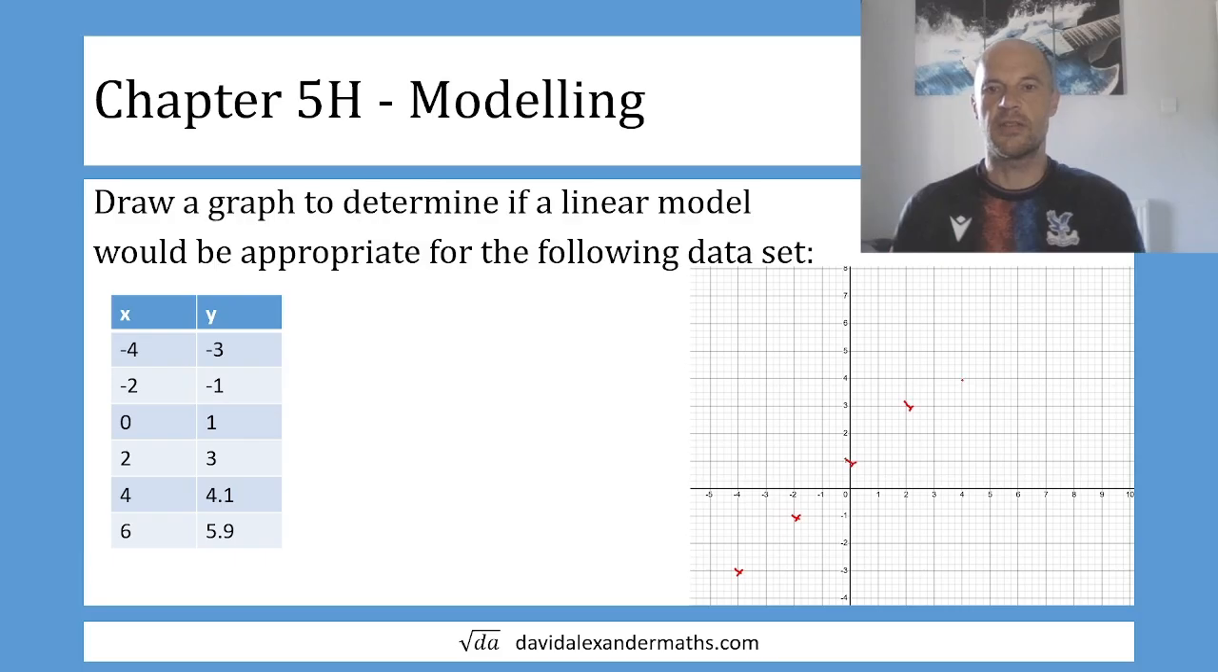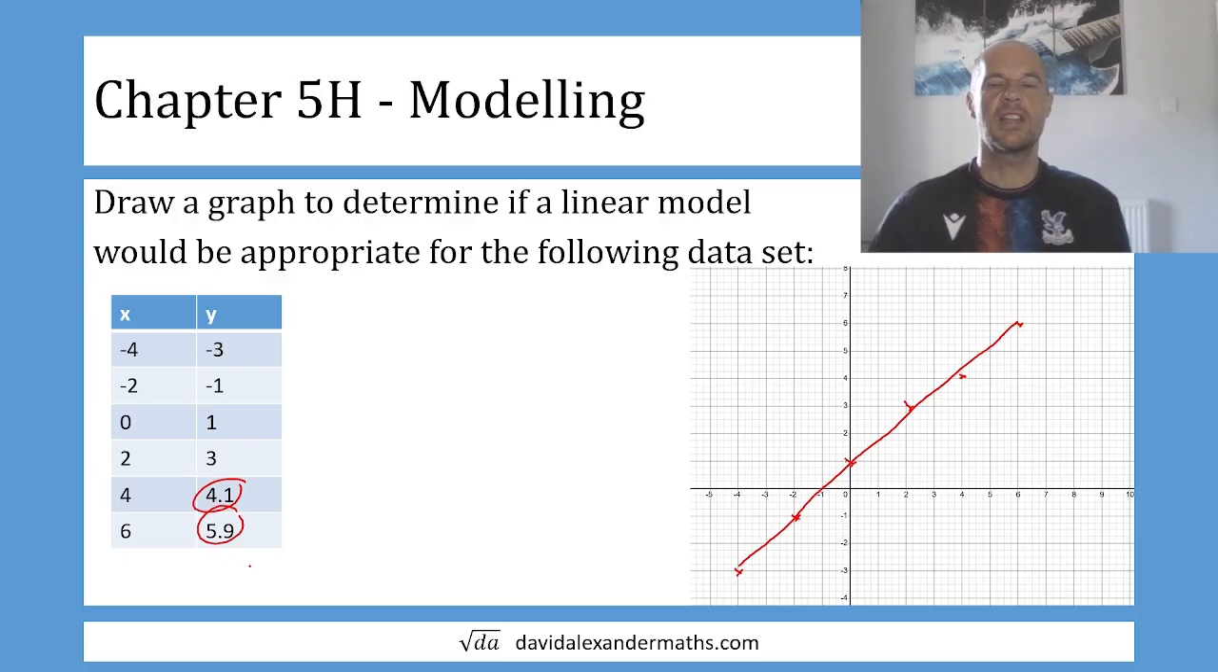I can't really tell the difference between a 4 and a 4.1, so I'll just have a bit of a guess. And 6, 5.9, which is practically 6. So a linear model would be appropriate because we can see that these points pretty much make a straight line. It might not be 100% perfect because these ones are a tiny bit off, but only a tiny bit. So a linear model is appropriate.